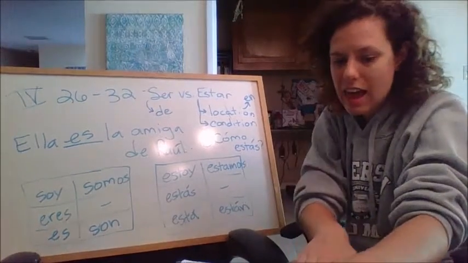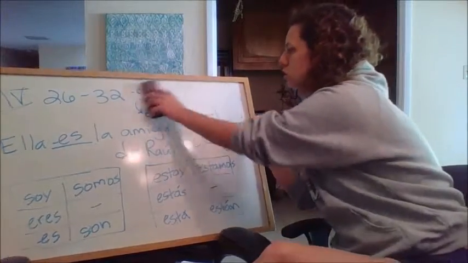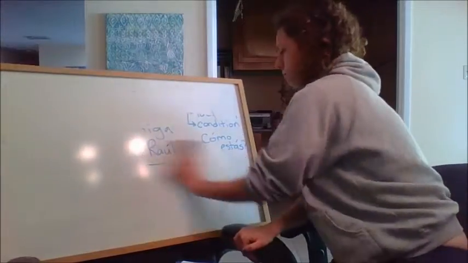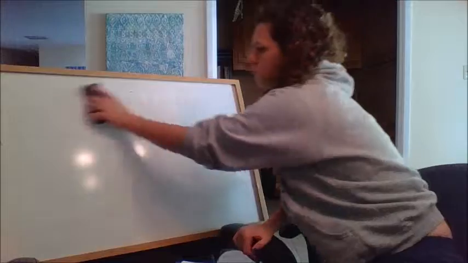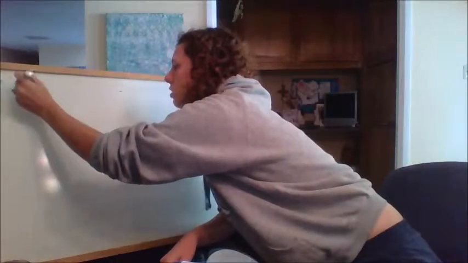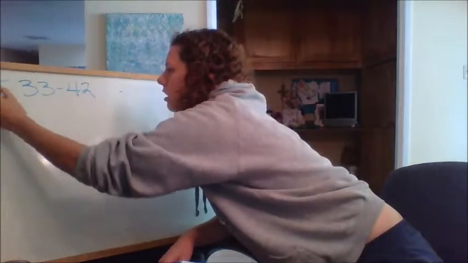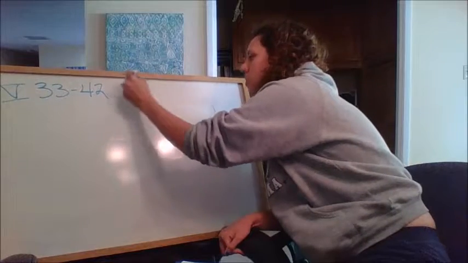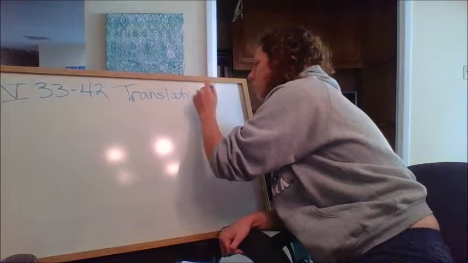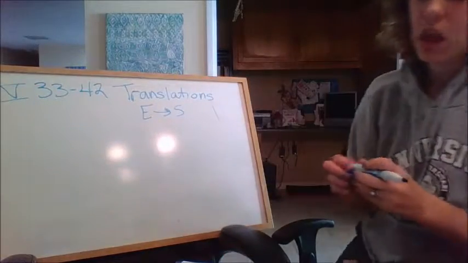All right, so then the last section is section 5, and that is the remaining questions, so 32 through 42. All right, so section 5 is 33 through 42. I think I said 32, but it's not. These are translations. Okay? They are English to Spanish, right?